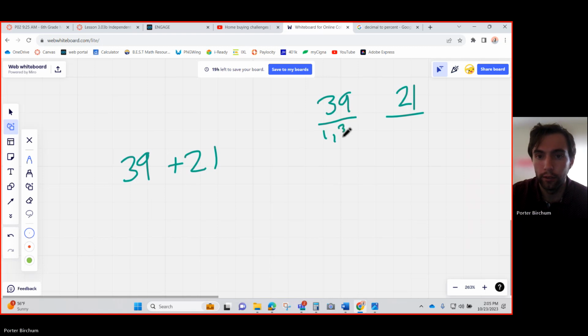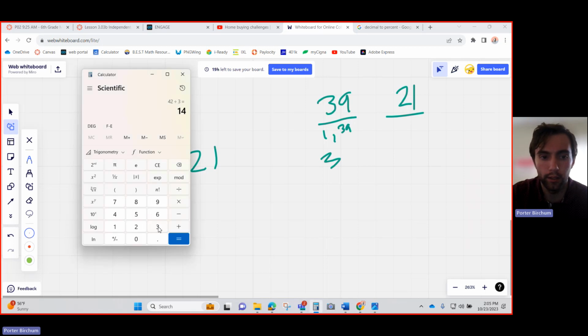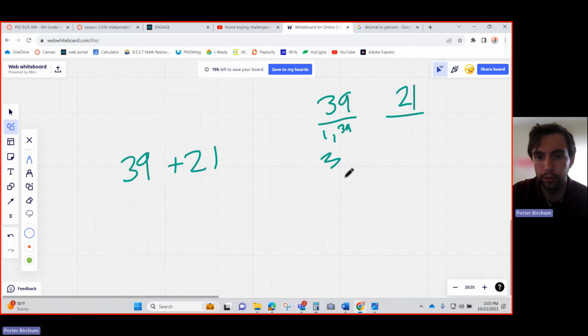So 1, 39. I know 3 goes into it, I think, because 3 goes into 30 and 3 goes into 9. So 3, let's see, 39 divided by 3. Hey, it made a whole number. So 3 times 13 is 39. And I think that's all my numbers.